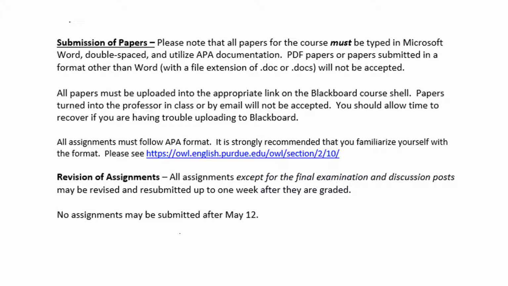Please submit all your papers using Microsoft Word. I will not accept PDF, Adobe Acrobat, or other formats. They're just too hard for me to open and give you feedback. There are lots of ways to get a paper into Word if you don't have Word. You can Google that and find out about that. All assignments must follow the American Psychological Association format. I provided a link on the home page that's shown here, and you can also order a book to find out about APA style.